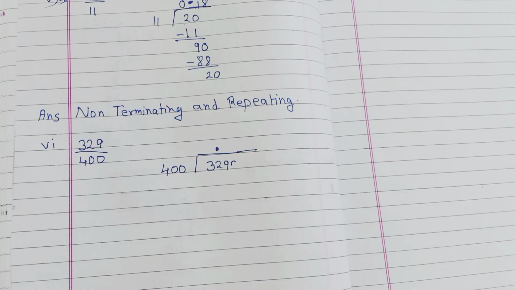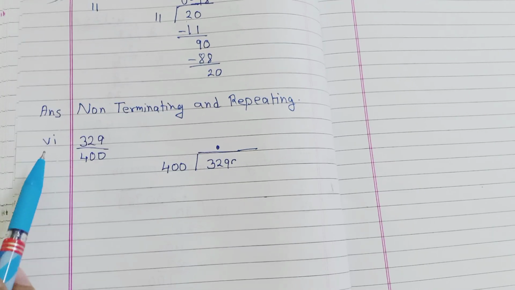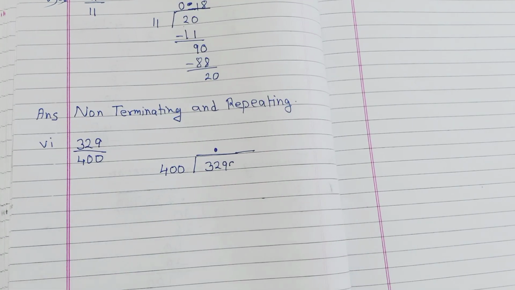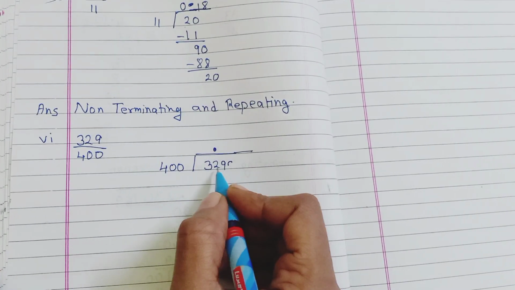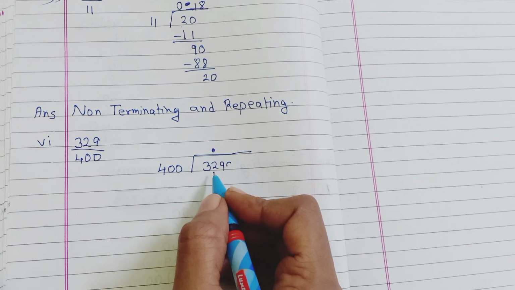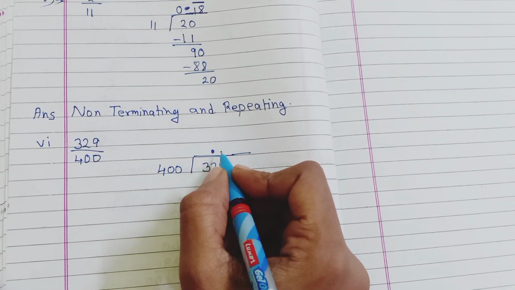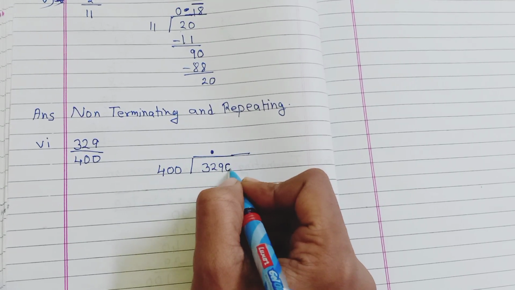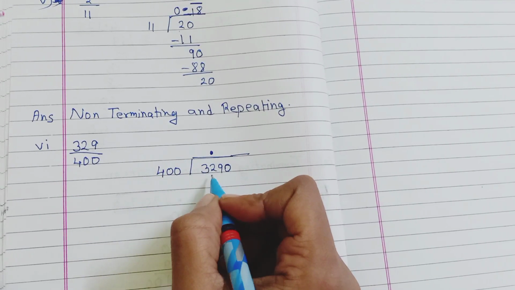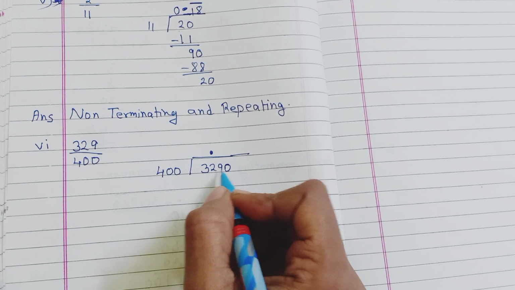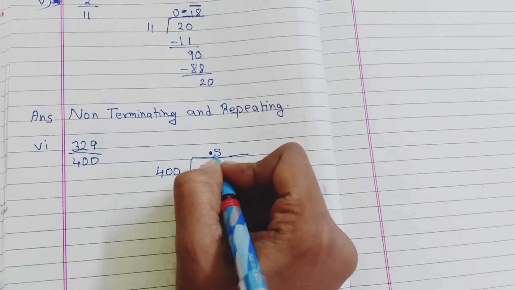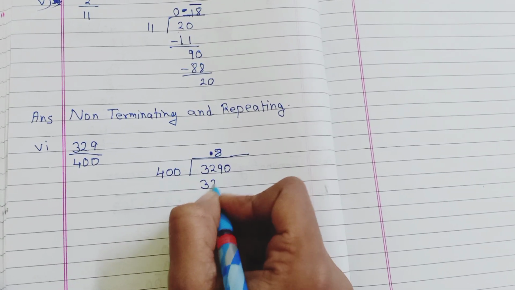So this is our sixth one. This is 329 divided by 400. And these are bigger numbers. Let's see how we can divide these bigger numbers. As 329 is smaller than 400, so we place a decimal on top of it. And by placing the decimal, we can place a 0 here. So 400 multiplied by 8 gives us 3200.